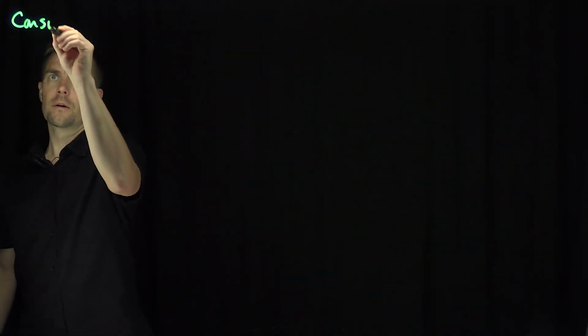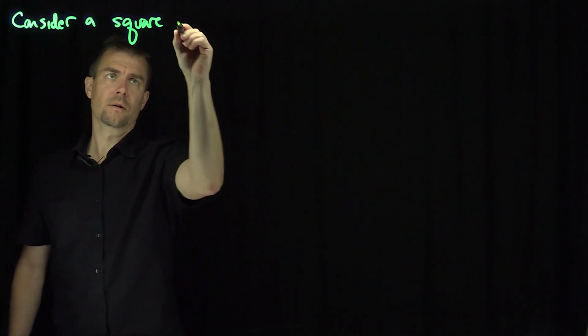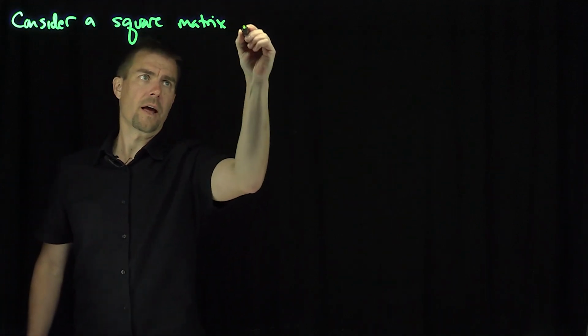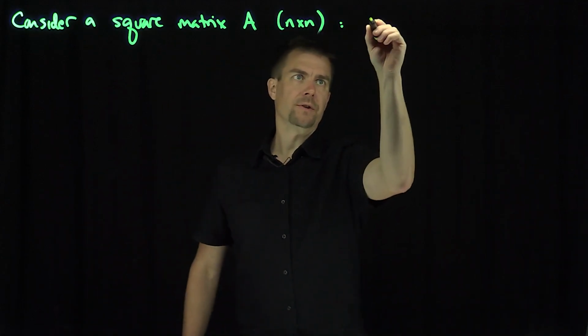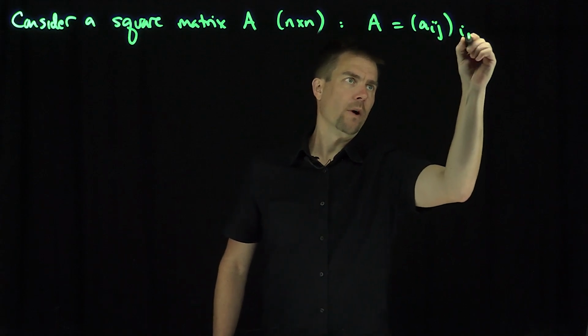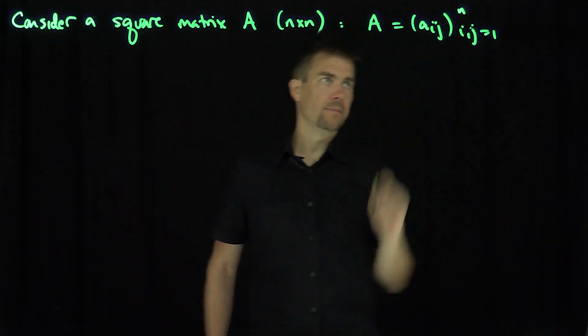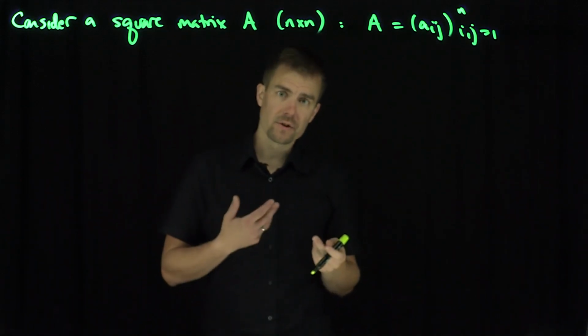Students, in this video we'll discuss the trace of a matrix. Let's consider a square matrix A. We'll assume that this matrix is n by n, and so our matrix A will have the form A_ij, where i and j go from 1 up to n. We're going to define the trace to be the sum of the diagonal elements of this matrix.